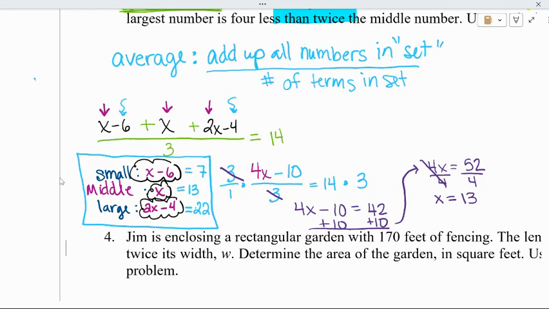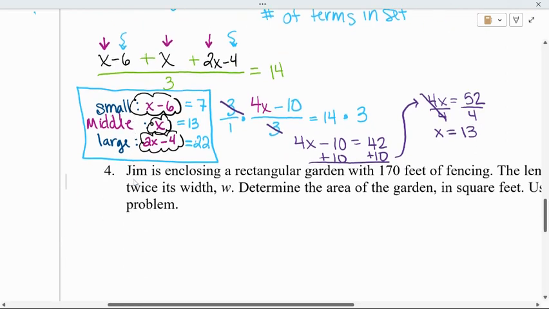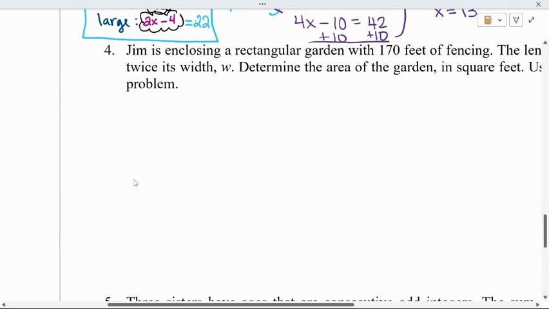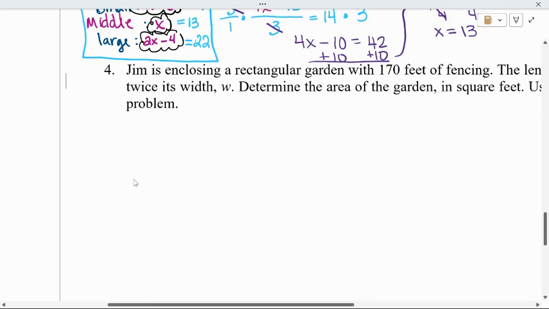Let me know when you're done, okay? Jamar, do you have number 4 solved already? Almost? Good? Okay. All right, so let's do number 4. Who wants to read number 4 for me? Anyone want to read that? About Jem and his rectangular garden? Go ahead, Loriana.